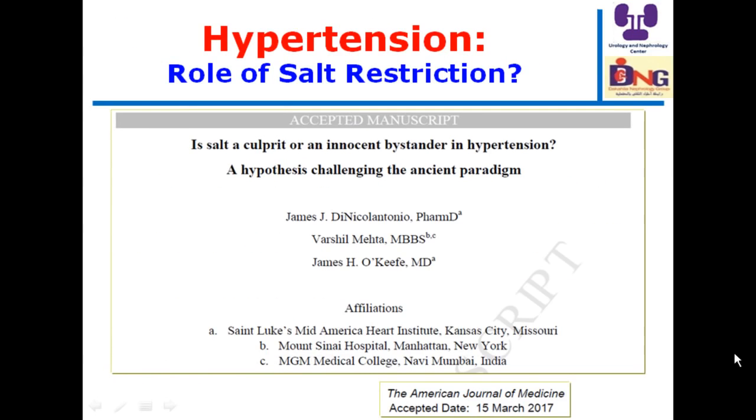This is a very philosophical article, still it's just accepted, discussing the role of salt. Is salt a culprit or an innocent bystander in hypertension? A hypothesis challenging the ancient paradigm. And this review is very interesting, suggesting that consumption of a high salt diet is not the cause of hypertension, and that there are other factors such as added sugar which are causative for inducing hypertension and cardiovascular disease, as you see in this figure.